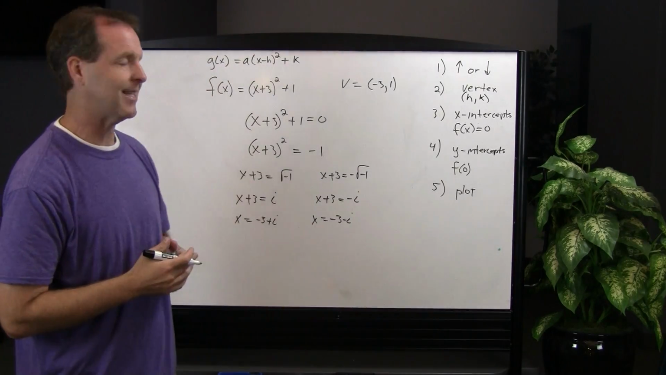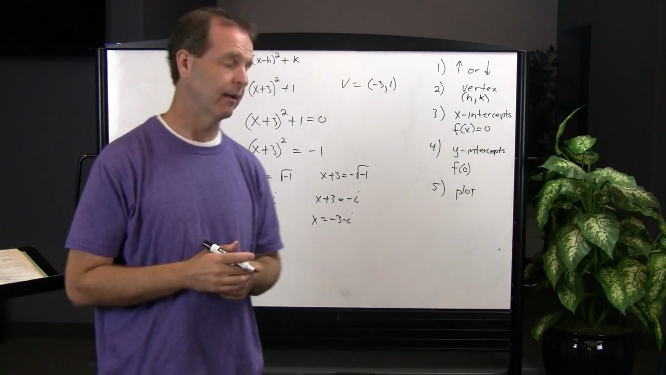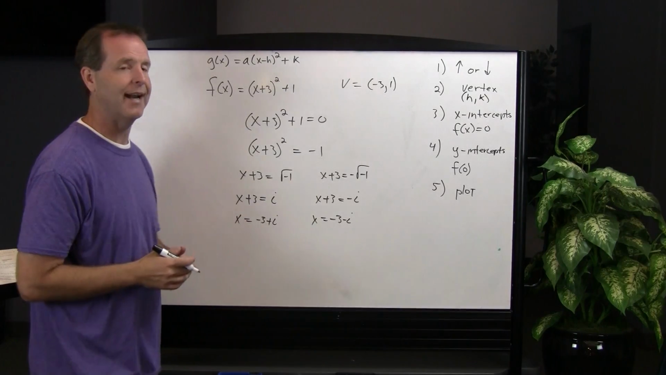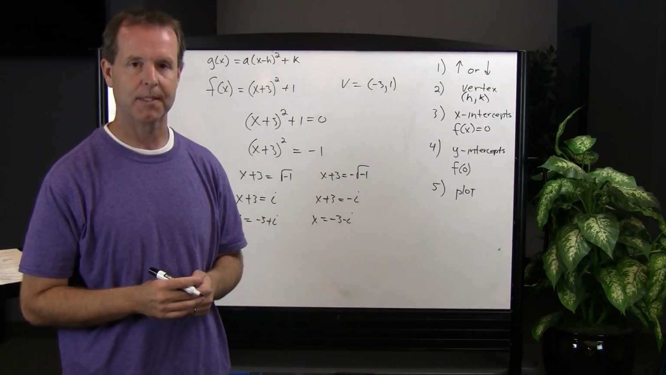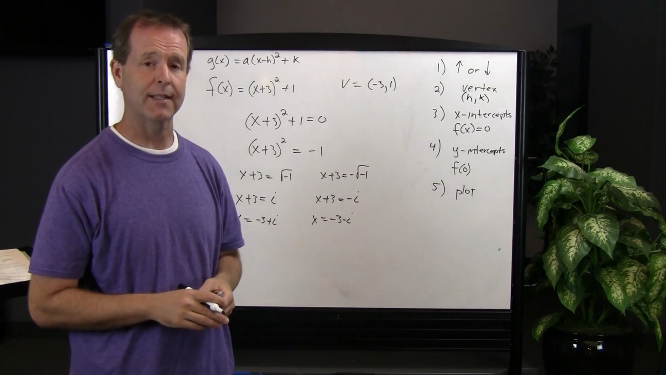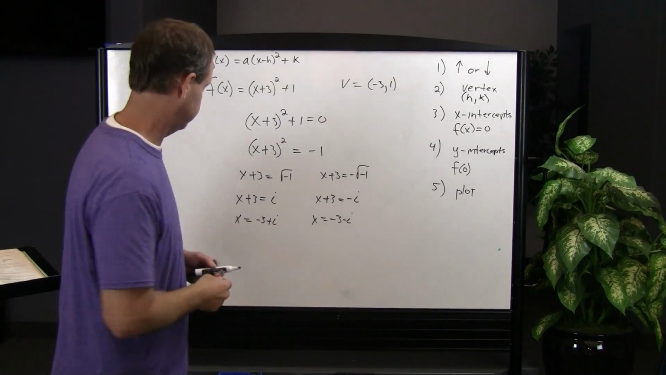So both of my x-intercepts are imaginary. And in this particular case, this tells me that I have no x-intercepts. This graph does not cross the x-axis at all. And that's useful information.